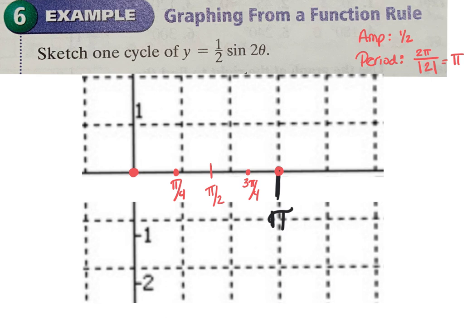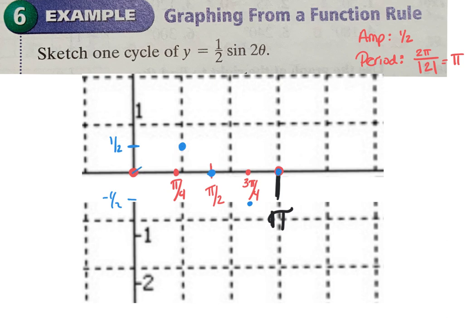Now I start at 0. My first quarter, I go up to my amplitude. So where am I going up to? 1/2. 1/2. So I start here, I go up to 1/2. My halfway point, I'm back at my midline, which is where? 0. 3/4, I go down to -1/2. Oh, that's not 3/4. 3/4 is here. And then I end where? Back at 0. Back at 0.